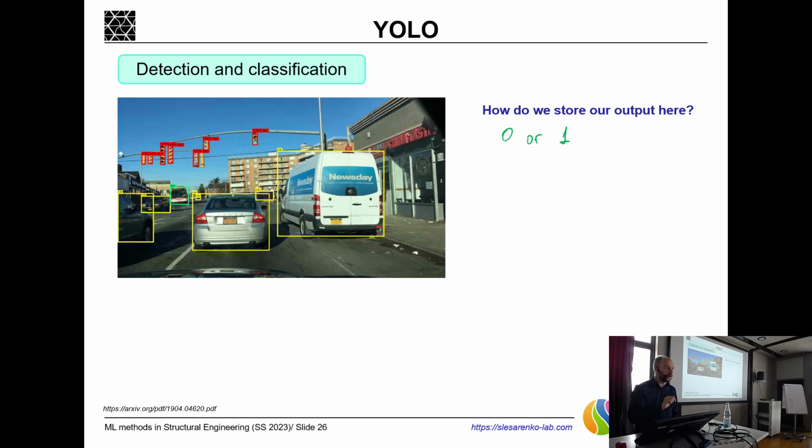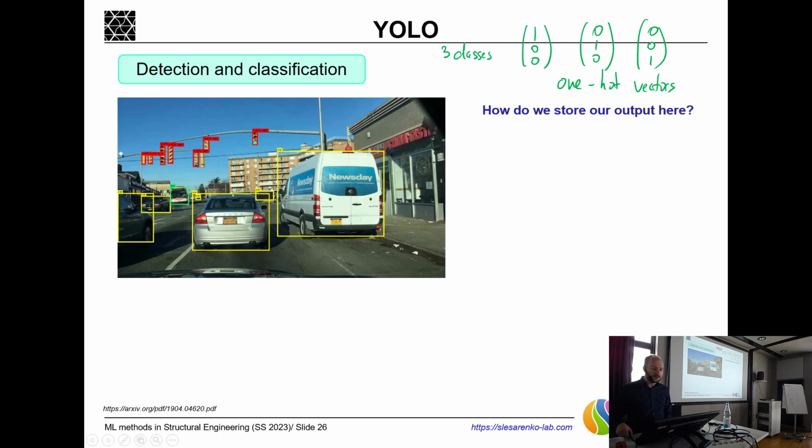So let's say we have 3 classes. How do we store it? We store it like that: 1, 0, 0; 0, 1, 0; and 0, 0, 1. This is called one-hot vectors. Question to you: how do we store our outputs here? When we train our model, we need to have some outputs. So what do we have here? Do you remember?